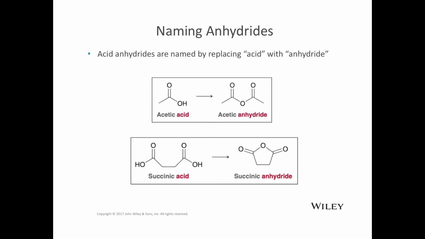To name anhydrides, we replace the acid name of the parent carboxylic acid with the word anhydride. So here we started with acetic acid, and now we're going to have acetic anhydride. Succinic acid becomes succinic anhydride. Notice what we've done here is we've essentially connected two acetic acids to form the anhydride. So since these carboxylic acids are on the ends of the same molecule, they would form a ring in the corresponding anhydride.